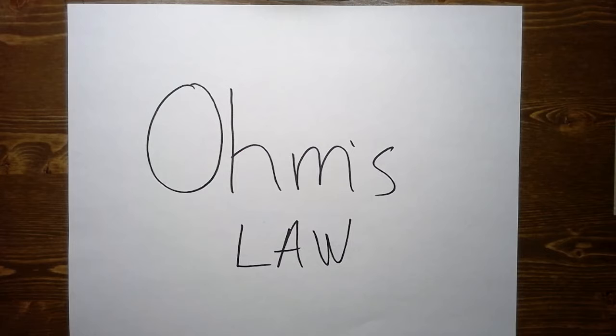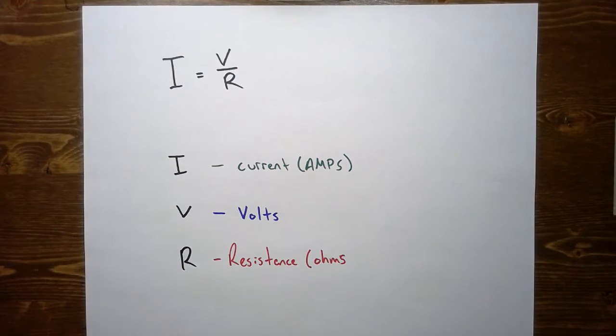So it's kind of a long definition that might be sort of hard to understand. But what that means mathematically is I equals V over R. I in this case is your current, which is measured in amps. V is your voltage, which is measured in volts. And resistance is your R, measured in ohms.